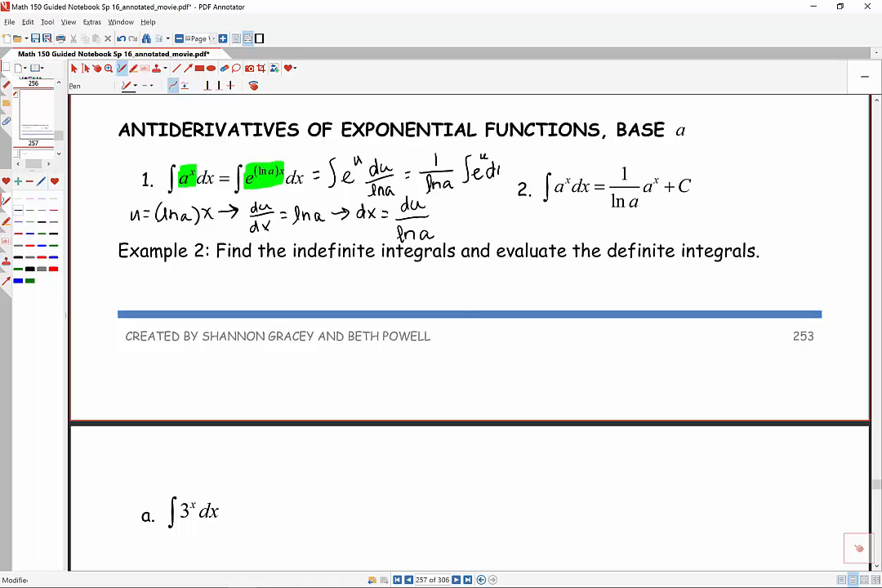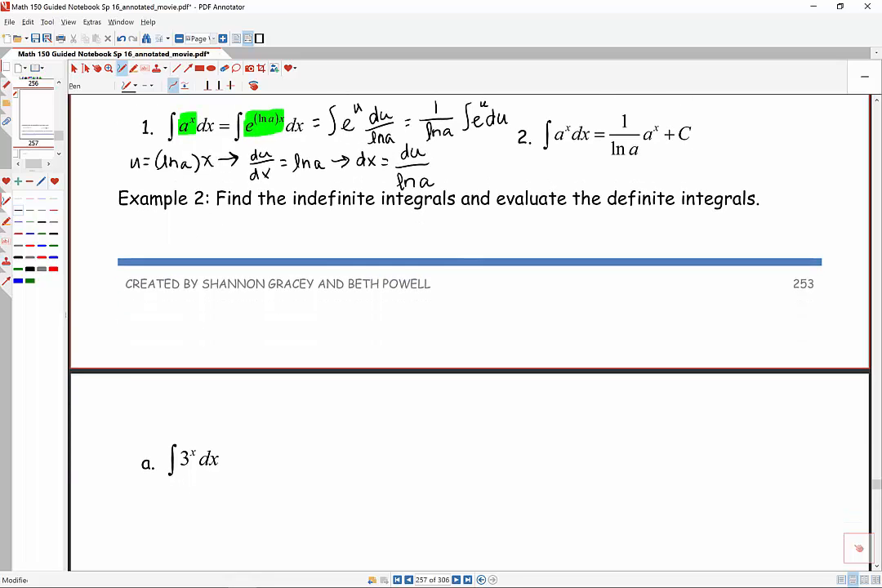And then you would go ahead and integrate. That one is just going to be what? e to the u over natural log of a, and our u was e raised to that natural log of a times x. So you end up getting a to the x divided by natural log of a, plus c. Okay? All right, so I'm okay either way. You just got to learn how to do these.